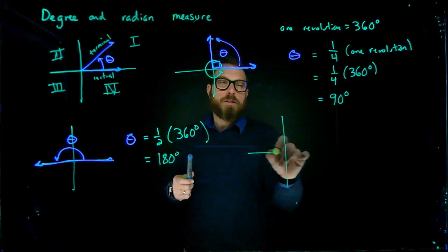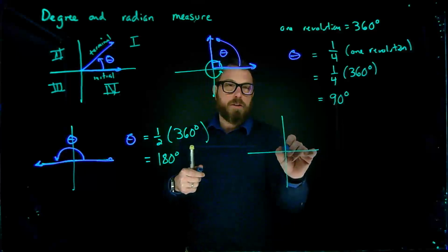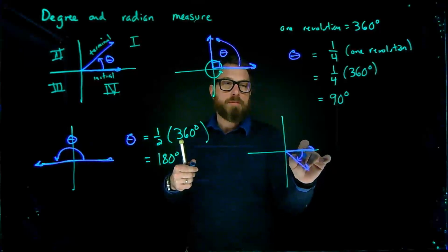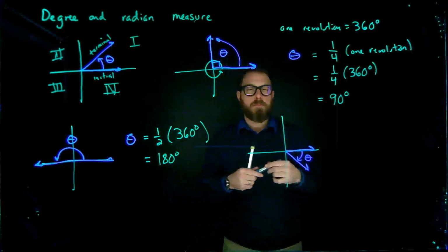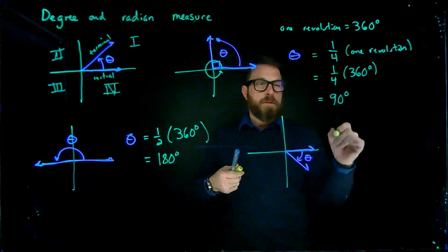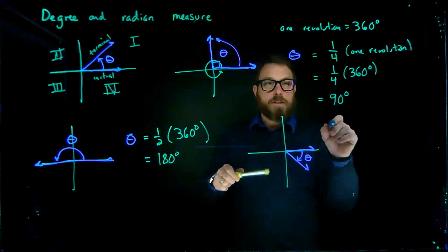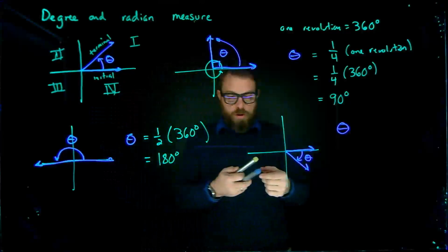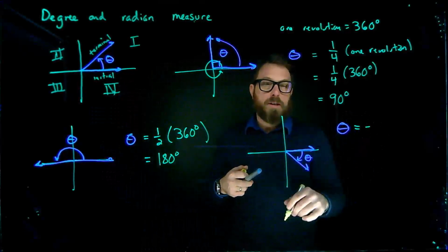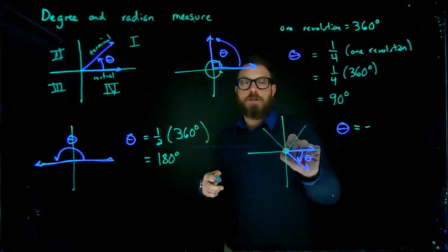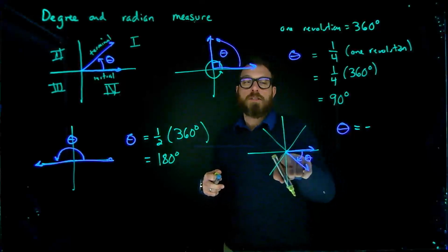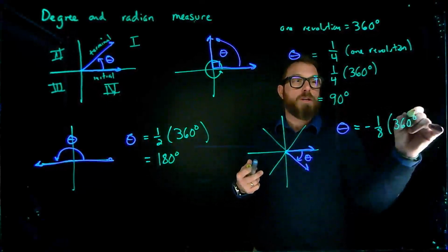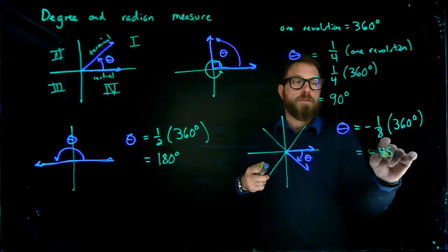Now a standard position angle can also go in the other direction. This is going to be our initial side, this is going to be our terminal side. But what happens if I open up in the opposite direction? Let's call this angle theta. Angles that open in that opposite direction are considered negative angles because they move not in this direction, but the other way. So theta is going to be equal to negative. In this case, I've sliced this into 1, 2, 3, 4, 5, 6, 7, 8 pieces. So this is negative 1/8 of one revolution, which is 360 degrees. And that's why in this case, this is going to be negative 45 degrees.